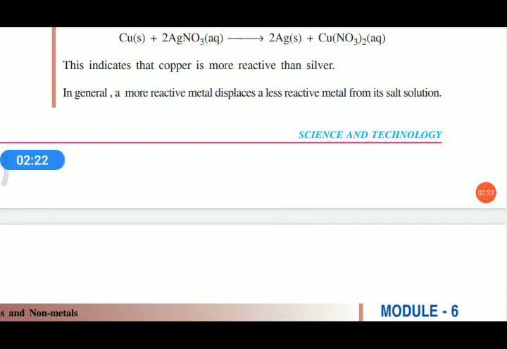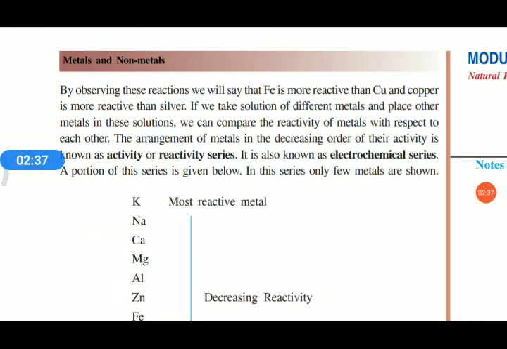That means, as we already said, a more reactive metal displaces a less reactive metal from its salt solution. But a less reactive metal can't do the same. By observing the above reactions, we can understand some metals are more reactive and some metals are less reactive. The arrangement of metals in the decreasing order of their activity is known as activity or reactivity series or electrochemical series.